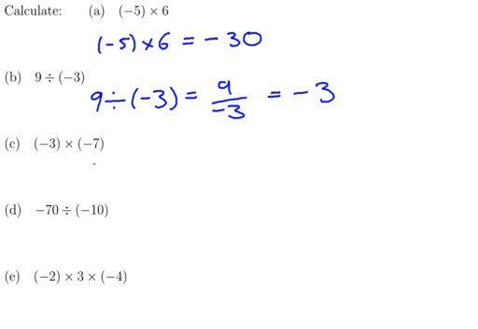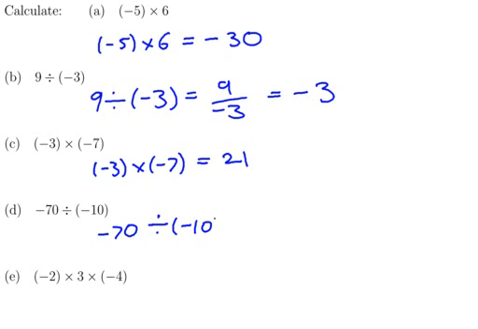On this third example, minus 3 multiplied by minus 7. Look at the signs first. We've got a negative times a negative, so the answer is positive. 3 times 7 is 21. The fourth example, we have minus 70 divided by minus 10, which is equal to minus 70 over minus 10. Look at the signs first. We've got a negative divided by a negative, which are the same sign, so the answer is positive. We've got 70 divided by 10, which is 7.